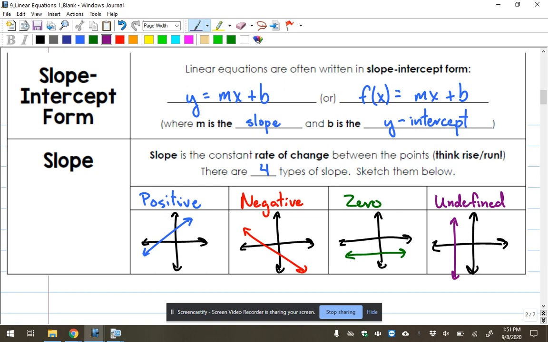And it doesn't matter where that horizontal line is or where that vertical line is on the graph. I just pick the place. Positive, negative, 0, undefined slopes. Being able to recognize those is going to help us, especially when we get to finding the equations of lines from data sets.